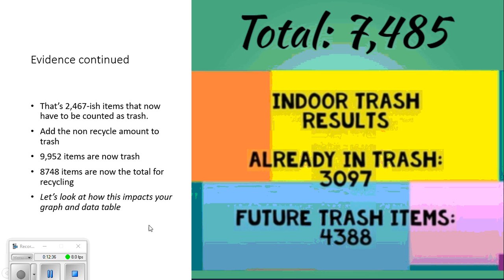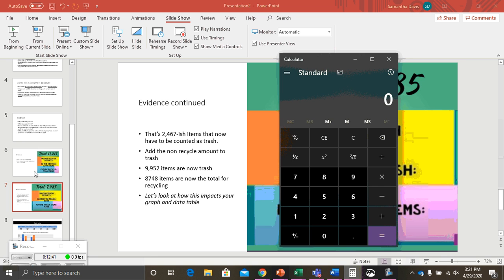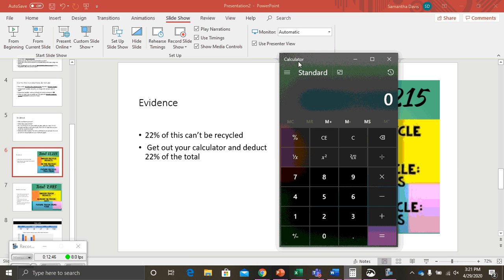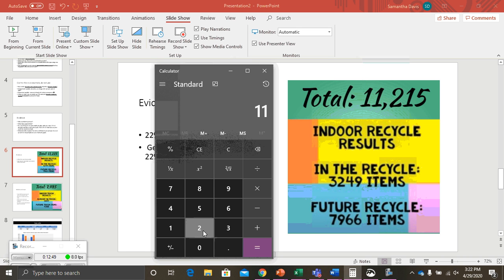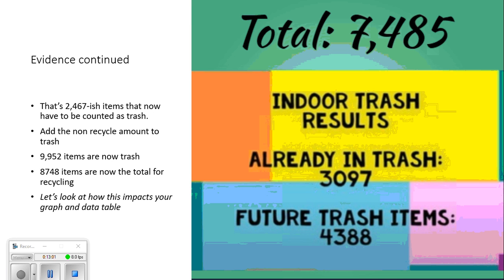All right, hold on, I'm going to try and get my calculator out to show you how this looks. All right, so we've got to do 22%. Okay, so we've got 11,215 times 0.22. You move that decimal point over. Wow, that's how many items can't be recycled. I got rid of the decimal, so we've got 2,467 items that now have to be counted as trash, and you add them to the non-recyclable amount of trash.